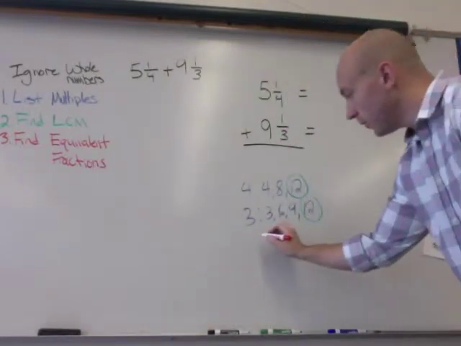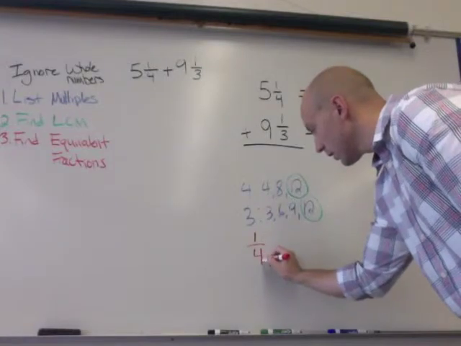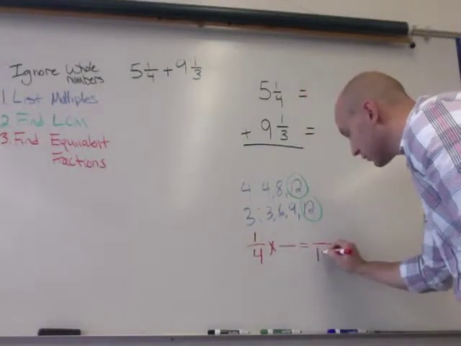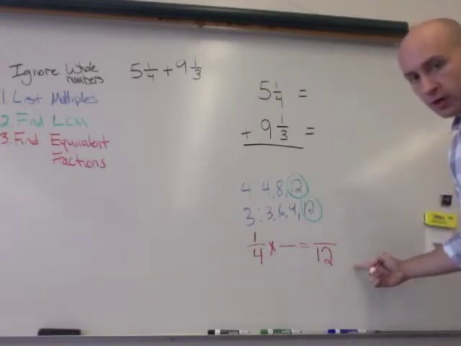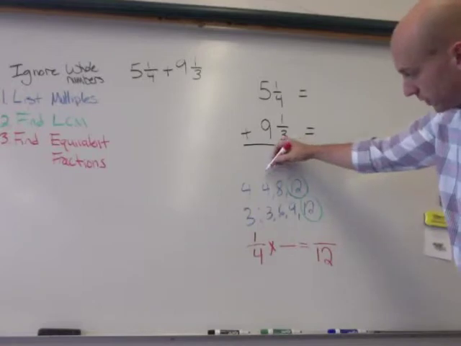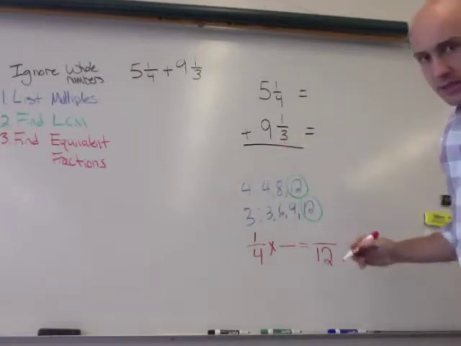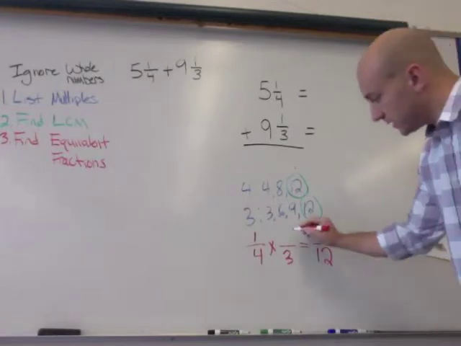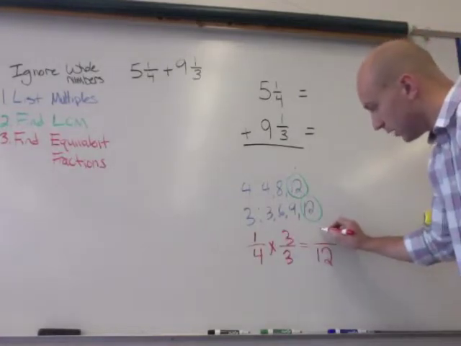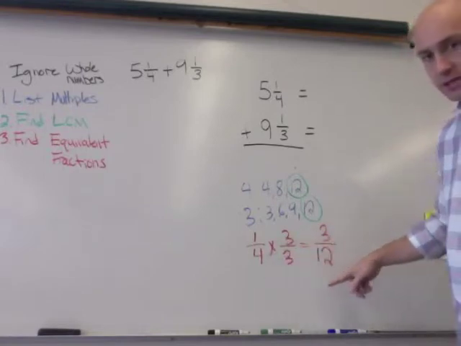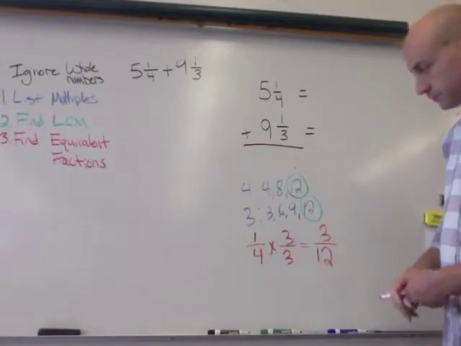So our 1/4, we're going to times it by something to equal something over 12, because 12 is our new common denominator. So 4, it took us 1, 2, 3 times to get to 12. If you multiply the bottom by 3, you have to multiply the top. So our new fraction is, from 1/4 changes to 3/12.